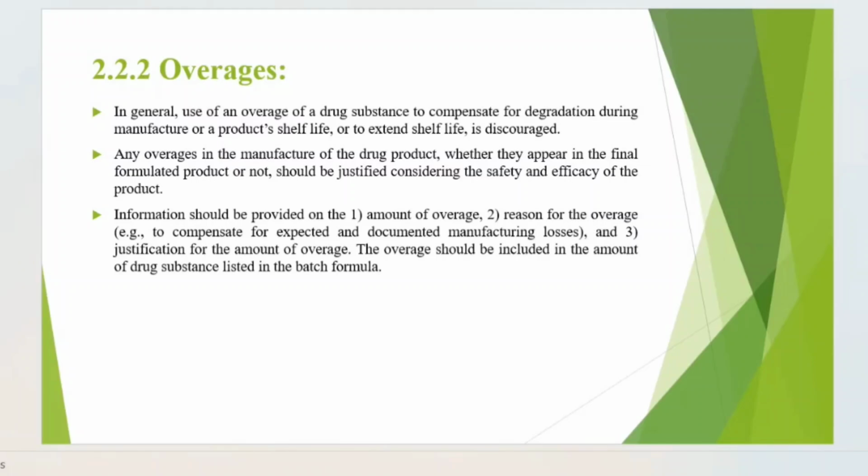Information should be provided on the amount of overage, reason for overage, for example to compensate for the expected and documented manufacturing losses, and justification for the amount of overage. The overage should be included in the amount of drug substance listed in the batch formula.